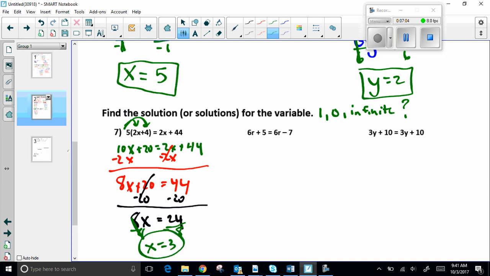Okay, how many solutions were there for this one? There was just 1 solution. Okay, well, let's go on to the next one.